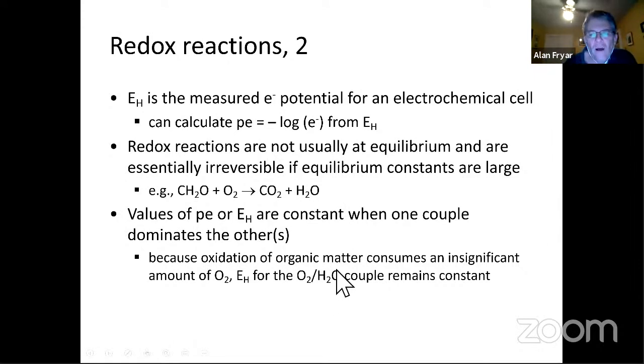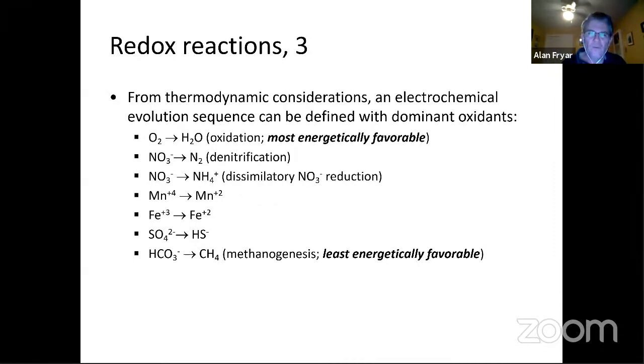Typically, if you have oxic conditions, if you have detectable dissolved oxygen, because the reduction of dissolved oxygen to water is the dominant couple, Eh is a reasonable measure of the oxidation state. Eh is also a reasonable measure of the oxidation state for iron reduction. But in systems where there are other reactions occurring, Eh doesn't work as well in terms of describing the redox state of the system.